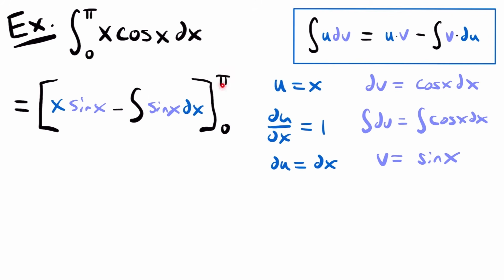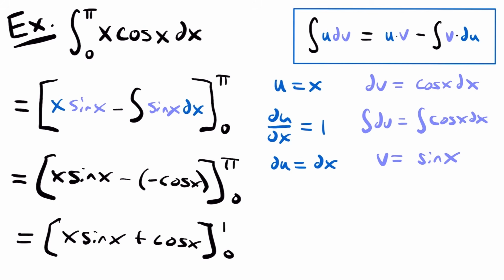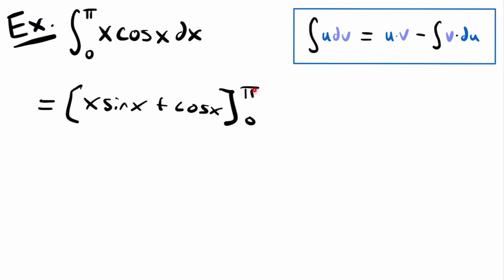integral, and then we'll plug our bounds into everything inside these brackets. And so if we rewrite this and integrate sine x, we know that the integral of sine x is negative cosine x, and so this is equal to x times sine x minus negative cosine x evaluated from 0 to pi. All right, and so that will be equal to x times sine x plus cosine x evaluated from 0 to pi.